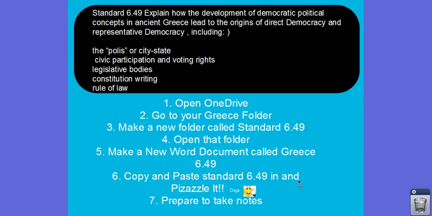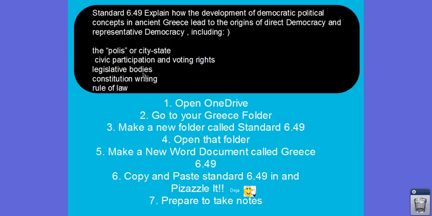Now, all of the standards for Greece are in Canvas, so we're going to copy and paste the standard 6.49 in, and then in the words of Deja, thanks Deja, you're going to pizzazzle it. Alright, and after you get it pizzazzled, then we're going to take notes. So, I'm going to show you if you've got this copied and pasted in.